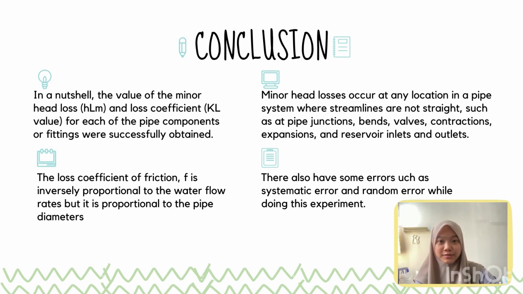As a conclusion, the values of the minor head loss HLM and loss coefficient KL for each of the pipe components or fittings were successfully obtained. Minor head losses occur at any location in a pipe system where streamlines are not straight, such as at pipe junctions, bends, valve contractions, expansions, and also at reservoir inlets and outlets. The loss coefficient is inversely proportional to the water flow rate, but proportional to the pipe diameter. Lastly, there were also some errors in this experiment, such as systematic error and random error.